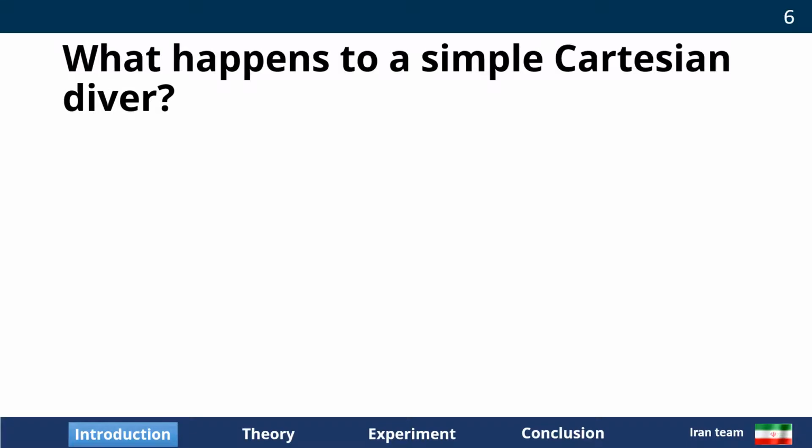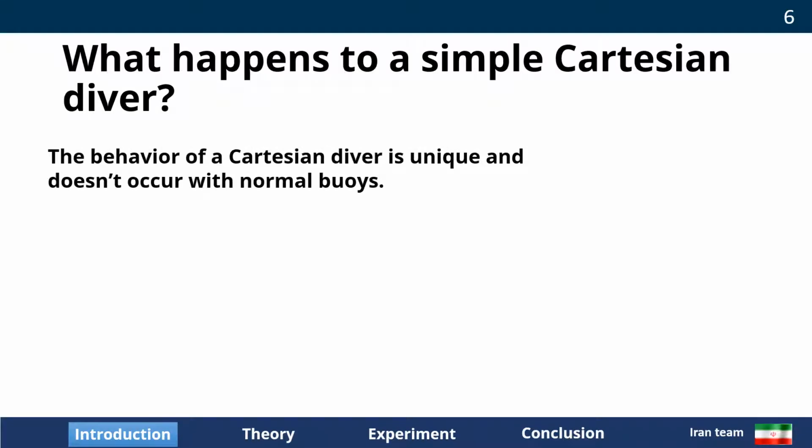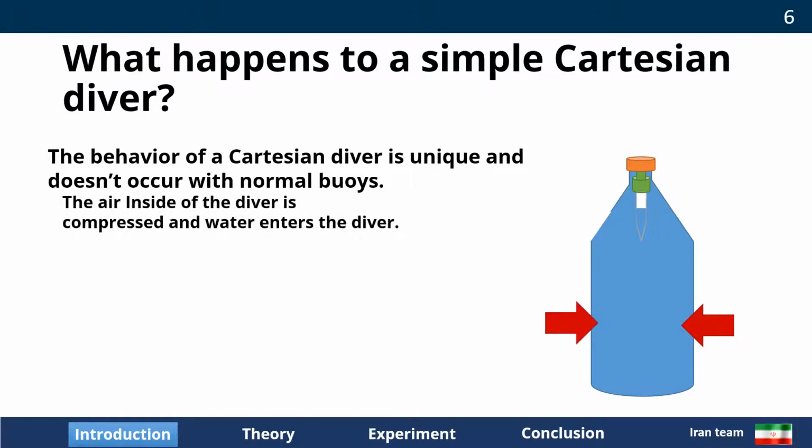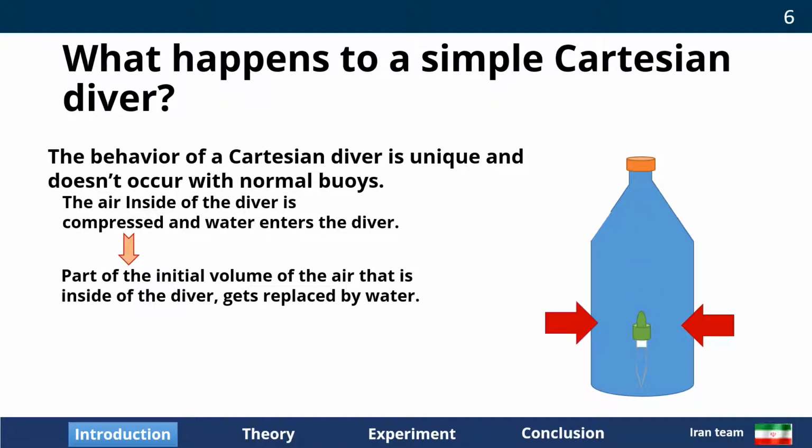What happens to a simple Cartesian diver? The behavior of a Cartesian diver is unique and doesn't occur with normal buoys, but why? When we squeeze the bottle, the air inside of the diver is compressed and water enters the diver. As a result, part of the initial volume of the air that is inside of the diver gets replaced by water. As the density of water is much bigger than the density of air, the density of our diver rapidly increases and it causes our diver to sink.